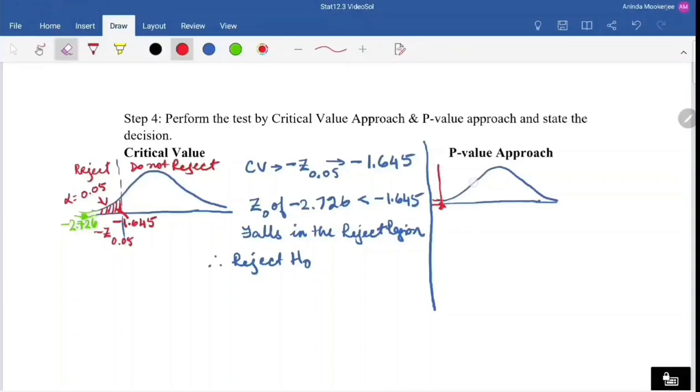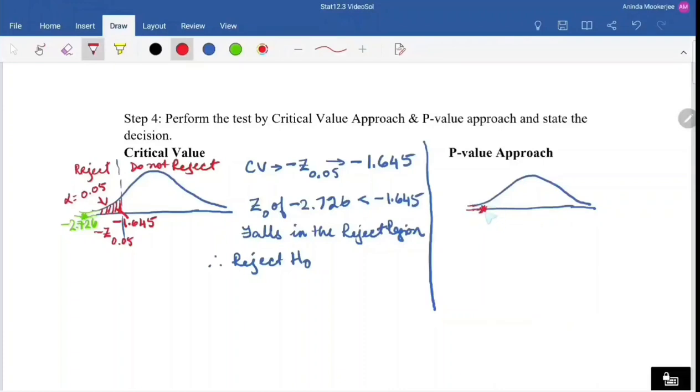Actually, let me just redraw this picture because we are bumping into the critical value approach region, right? So here we go. Here's our normal curve, and here you don't need to show your reject, do not reject. That's only for the critical value approach. All you do is show your test statistic, the z value.